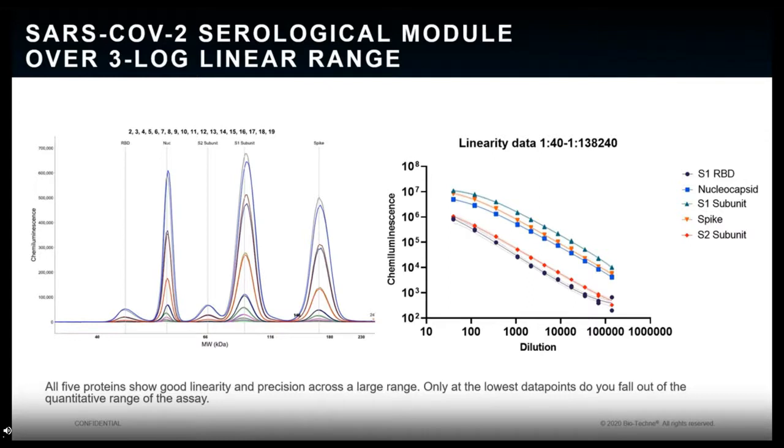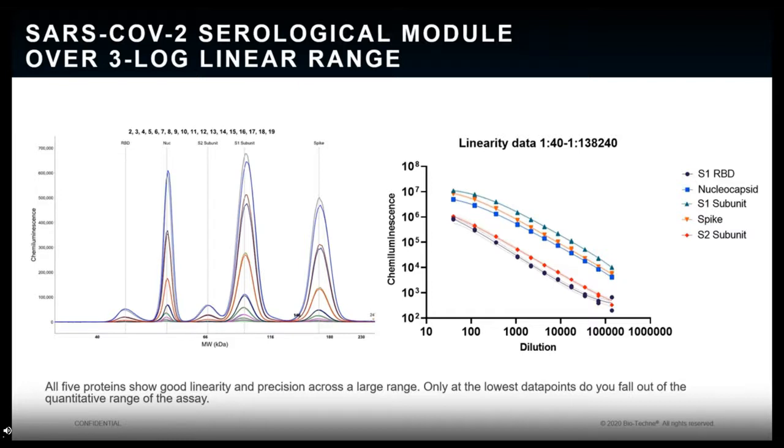This is work we did, working very closely with our R&D Systems group to develop the SARS-CoV-2 serological module. And I'm not going to go into details about this module, but I'm just using it really to highlight the capabilities of the system with a well-developed assay. So what you're looking at in this left graph is an electropherogram. We're doing a titration series of these samples, and you can see this is our SARS-CoV-2 ladder. And if you can't see the labels, it's RBD, nucleocapsid, the S2 and S1 subunits, and then full-length spike protein.